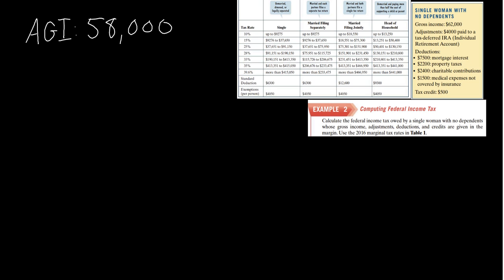Okay. Next up, we need to figure out the taxable income. The taxable income is the adjusted gross income minus the sum of exemptions and deductions. So let's figure out what exemptions and deductions are. She is single, so she's automatically going to be getting, did I say exceptions? I meant exemptions. She's going to be getting $4,050 in exemptions, for living and breathing, I guess. So that's her exemption, and her deductions.